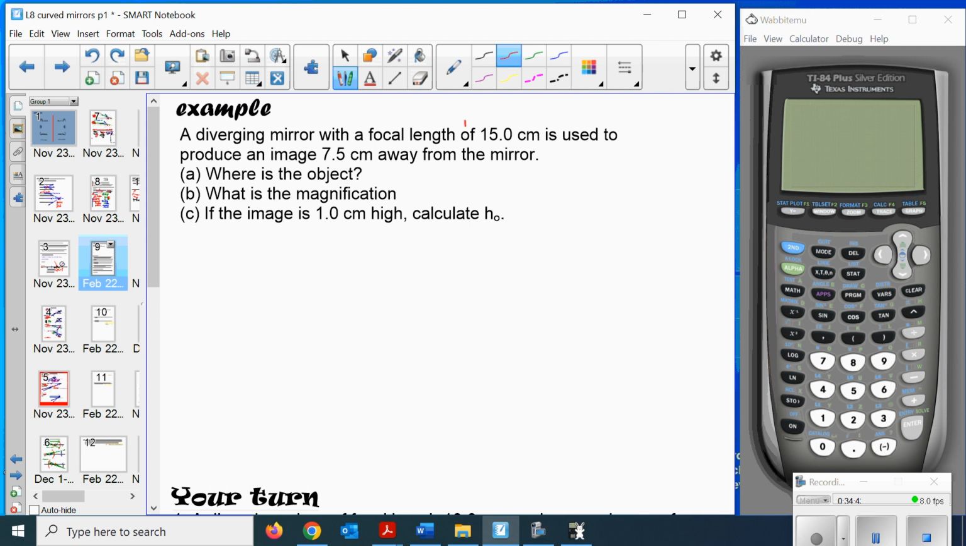So, focal length is negative 15. It produces an image 7.5 centimeters away from the mirror. That's the DI. Now, image is 7.5 centimeters away from the mirror. Which side of the mirror is it on? Behind the mirror or in front of the mirror? Diverging. Okay, we'll flip back and figure this out.